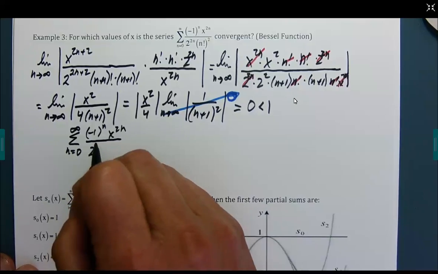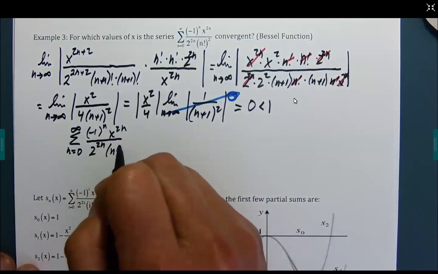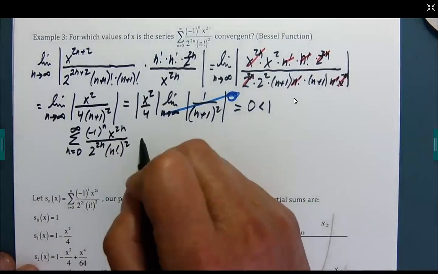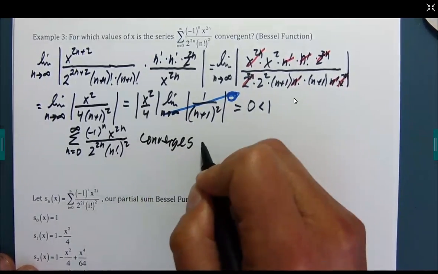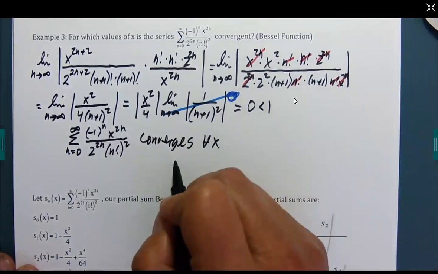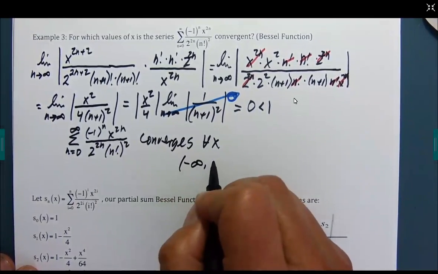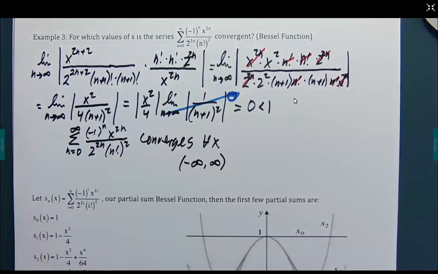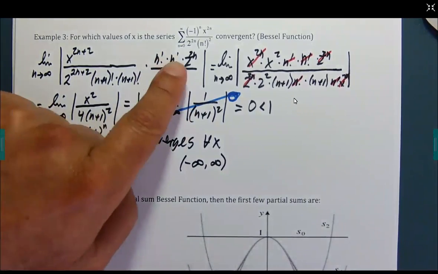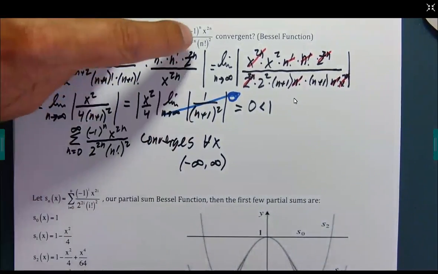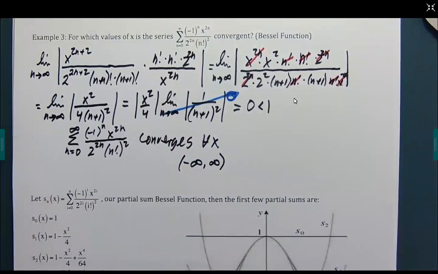this converges for all x, meaning negative infinity to infinity is our interval of convergence. This is the best case scenario for us. This means we can use any value of x as long as we shove n off to infinity. This will represent the function that we are interested in.